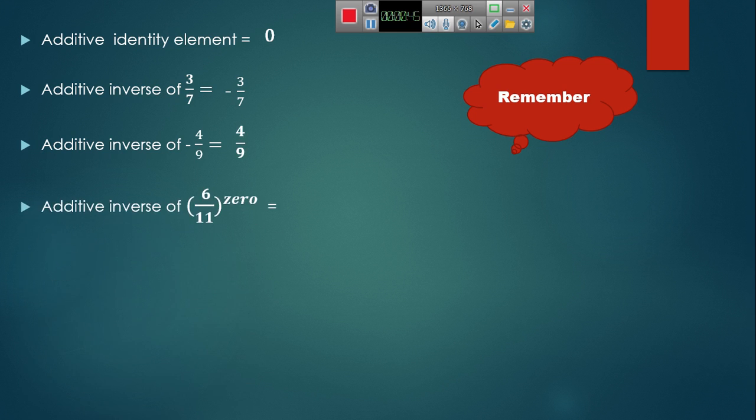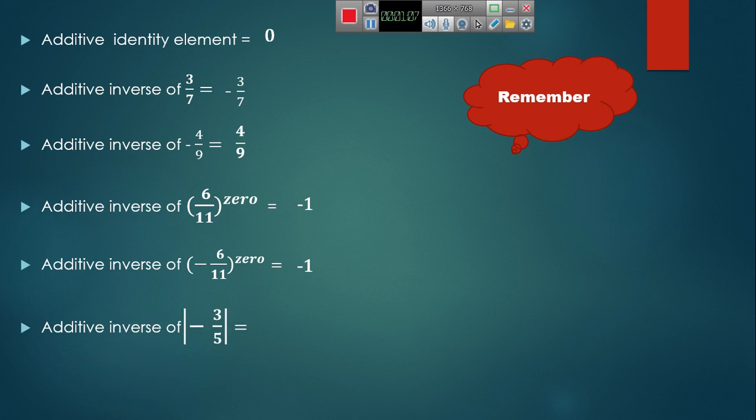The additive inverse of 6 over 11 to the power 0: since any number to the power 0 equals 1, the additive inverse of 1 is negative 1. The additive inverse of negative 6 over 11 to the power 0: we get the same answer, 1, so the additive inverse of 1 is negative 1.